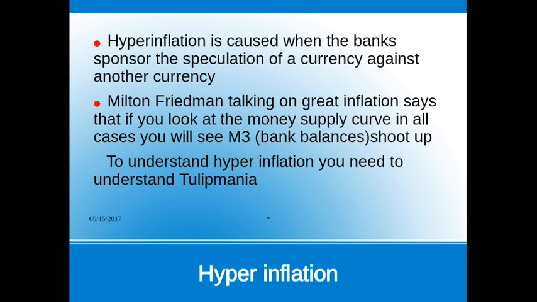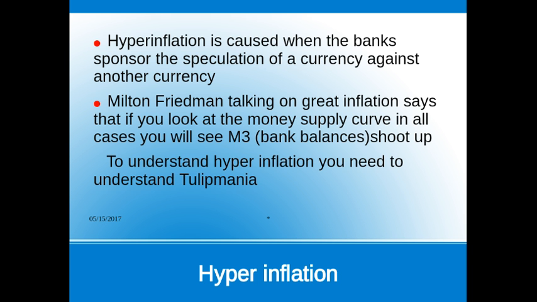So we must focus on inflation now. And so hyperinflation is caused when the banks sponsor speculation of a currency against another currency. Milton Friedman says, when you want to understand inflation, you need to look at M3. You will see M3 shoot up. He says that in a video on YouTube. And soon afterwards, you'll have inflation. That is clearly the cause of inflation. It is that shooting up of M3.